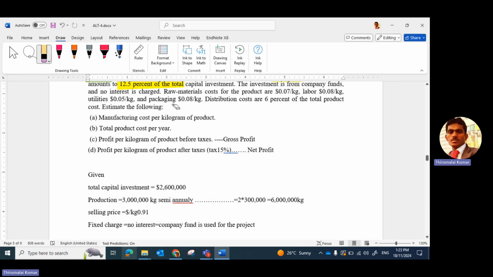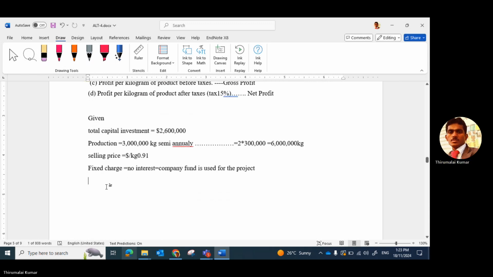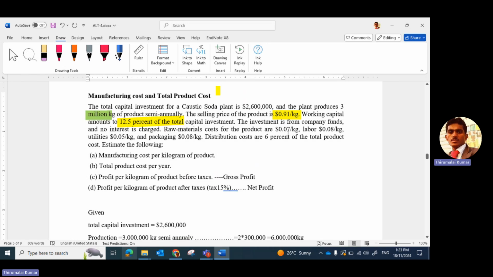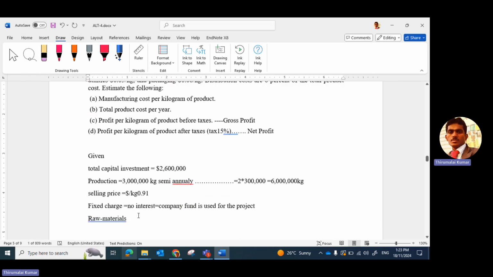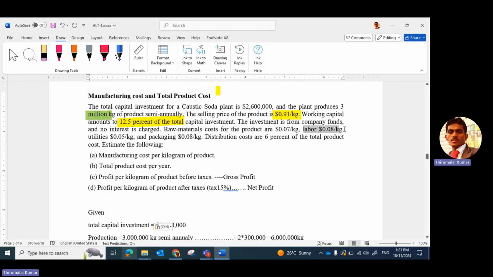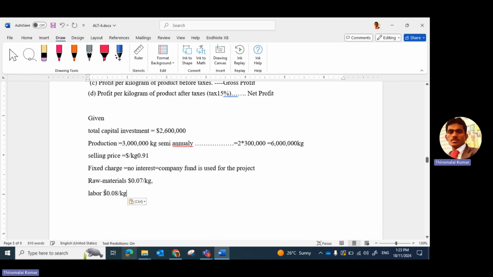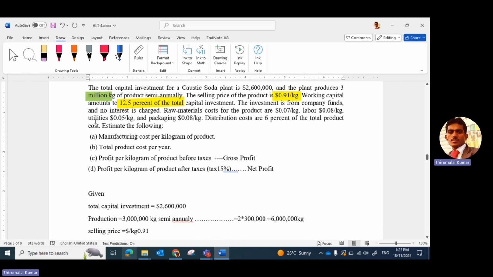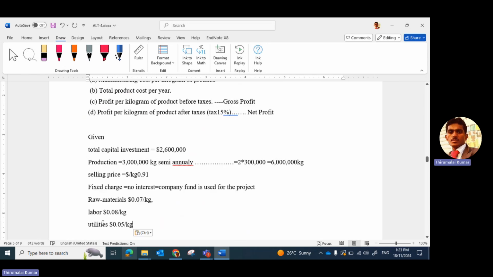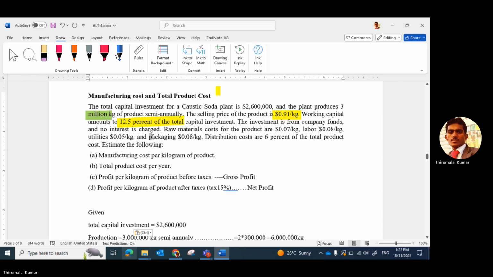So here we have raw material cost. Raw material is $0.07 for 1 kilogram. Operating labor is $0.08 for 1 kilogram. In case of utilities, $0.05 per 1 kilogram. So fixed charge becomes zero.